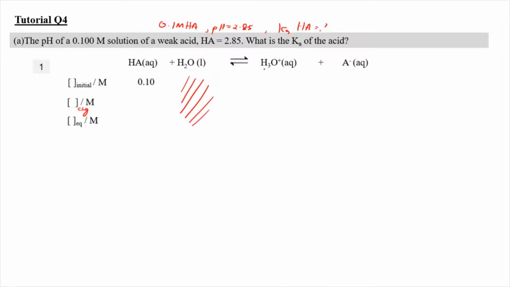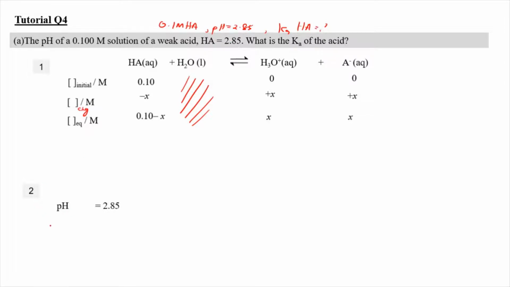And for the H3O plus, at the initial stage, it's going to be 0, similar to the ions of A minus. But as time goes by, the HA is going to be reduced by minus x, and the concentration of the H3O plus as well as the A minus ion will be increased by plus x and plus x respectively. For the concentration at equilibrium, we're going to get the concentration of HA to be 0.1 minus x, the concentration of the H3O plus to be x, and the concentration of A minus to be x. And then from here, you can proceed to the next step, which is you need to find the value of x according to the pH given. So you know that pH is equal to 2.85.